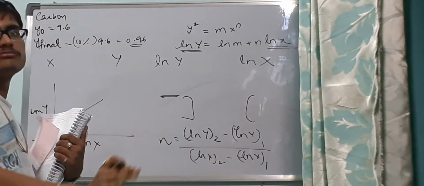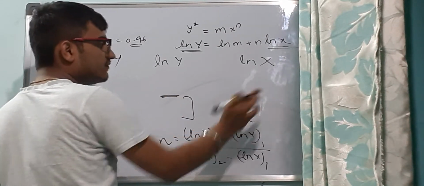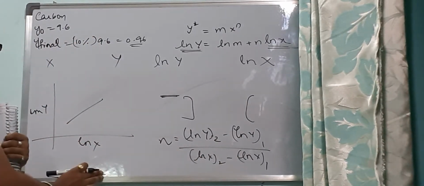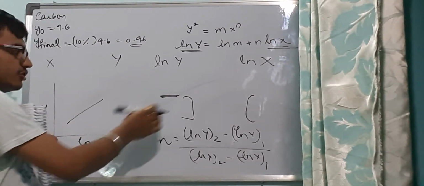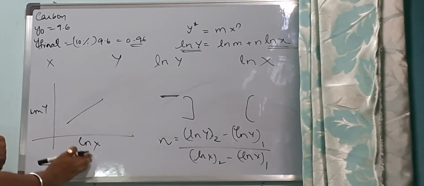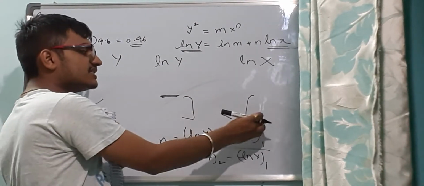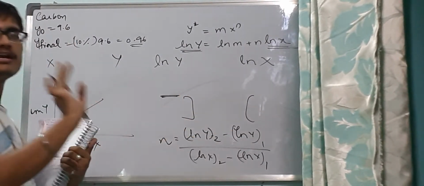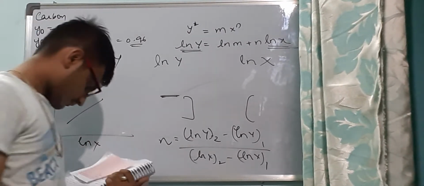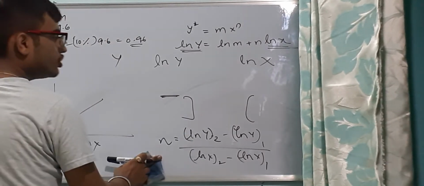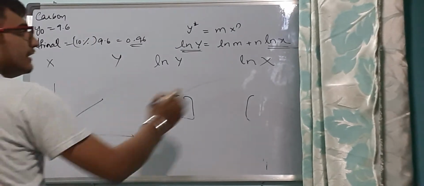You are taking 2 points, difference of y by difference of x, that is the slope, y2 minus y1 by x2 minus x1. Don't calculate ln again, it is already in ln form. Your graph is in the form of ln y versus ln x. So whatever is the difference of second minus first, directly do that. Don't calculate ln, please. So this is how you get your slope in this case, so you got your n value.